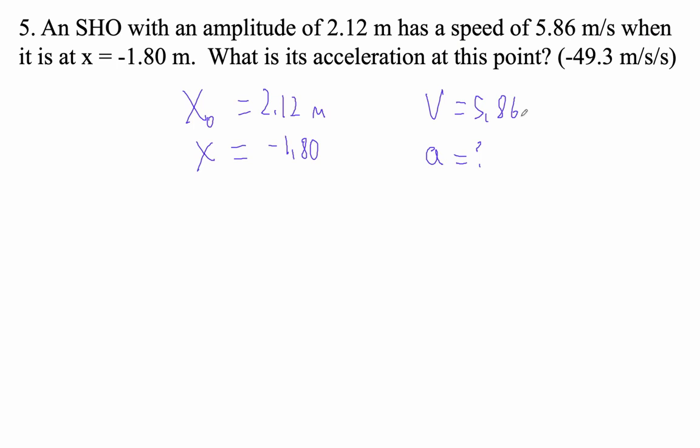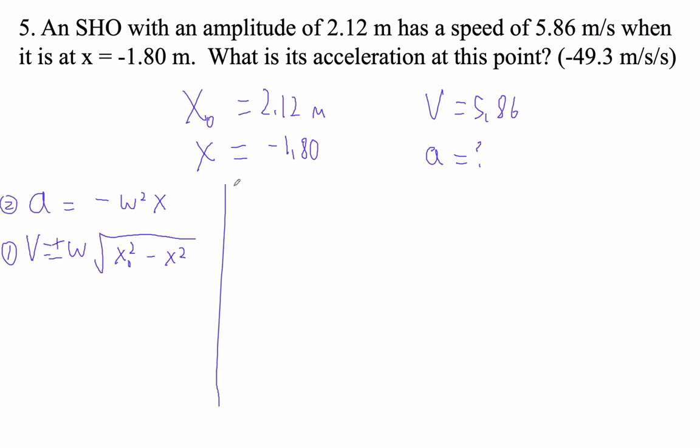Okay, this is going to be, I think, a two-stepper. The acceleration is going to be the opposite of omega squared x. These are, by the way, equations in 9.1. And then to find omega, we've got to do this: v is plus or minus the square root of. So I think this is our first step, and then this is our second step.